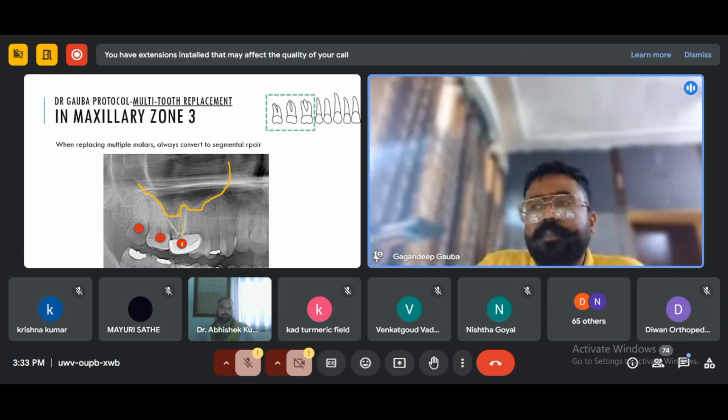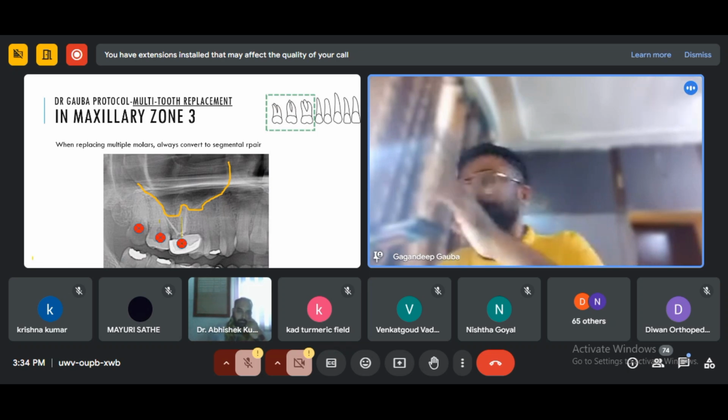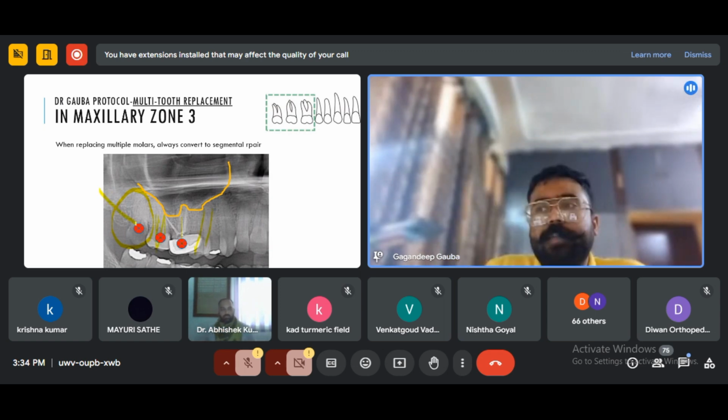That is, when we have to replace more than one molar, right? In this case, we are replacing more than one molar. This molar was indicated for extraction because of a failed root canal, right? This third molar is also indicated for extraction because of the carious region. So what I will do is deliberately extend this molar and the premolars and convert it into a segmental repair.